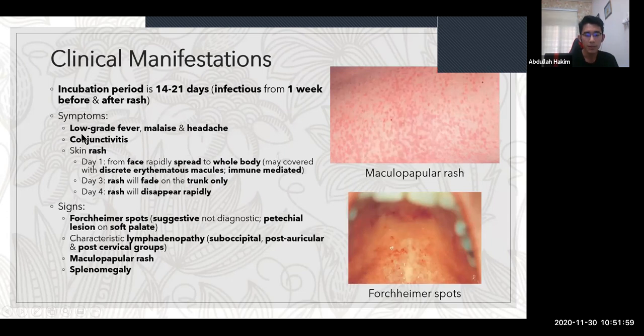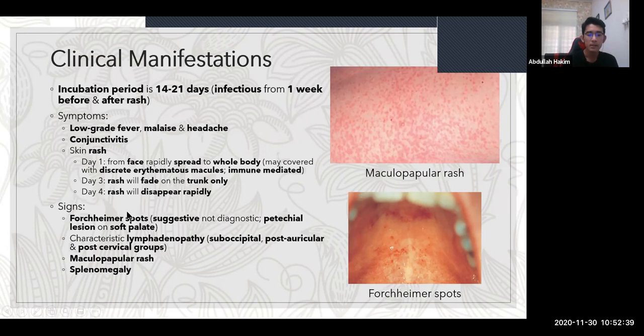So the symptoms for rubella: first, low-grade fever, malaise, and headache, and there's also conjunctivitis. And the most important one is the skin rash. So we need to know the development of the rash. First, it will start from the face, and then spread rapidly to the whole body. The rash may be discrete erythematous macules. Then at day 3, the rash will fade on the trunk only, and the next day, the rash will disappear completely and rapidly.